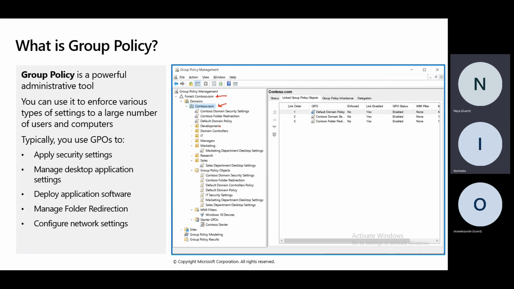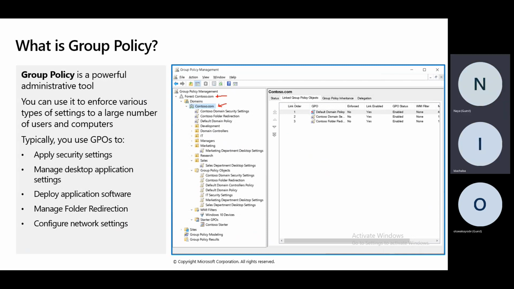As you can see, this one is development. This one is domain controllers. This one is IT. This one is managers, marketing. This is research. This is sales. So these groups have different group policies that are controlling them. If you look at this diagram, you can see they open up marketing. There's a marketing department desktop setting.